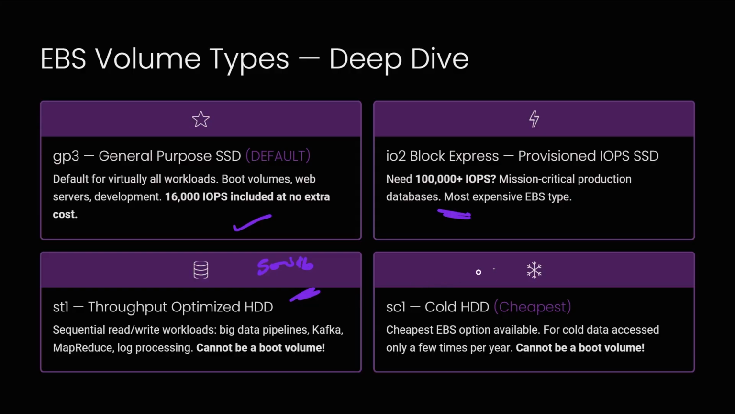And finally, if you have old employee records or compliance data that you only look at maybe once a year during an audit, and you just want the cheapest storage solution possible, that's sc1, also called Cold HDD. So it's basically a digital storage locker.